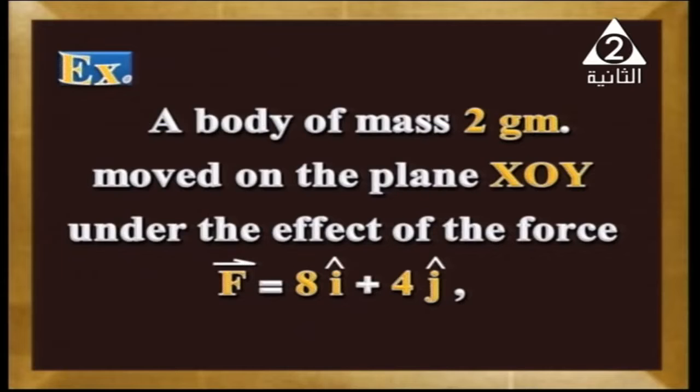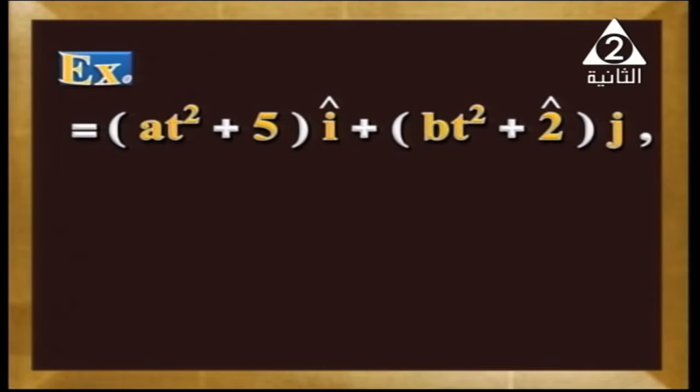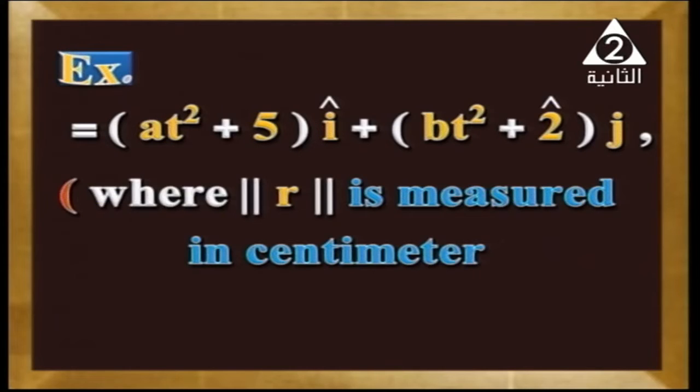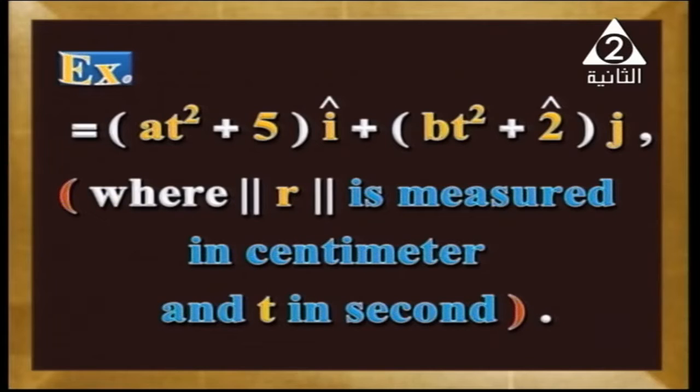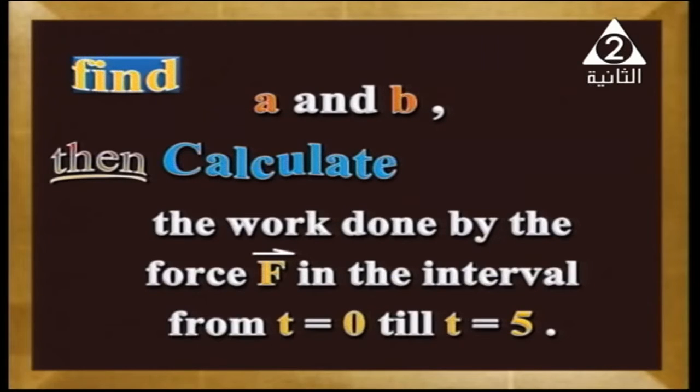A body of mass 2 grams moved on the plane XOY under the effect of the force F equals 8i plus 4j. Its displacement is s equals (at² + 5) i plus (bt² + 2) j, where s is measured in centimeters and t in seconds. Find the values of a and b. Then calculate the work done by the force F in the interval from t equals 0 till t equals 5.